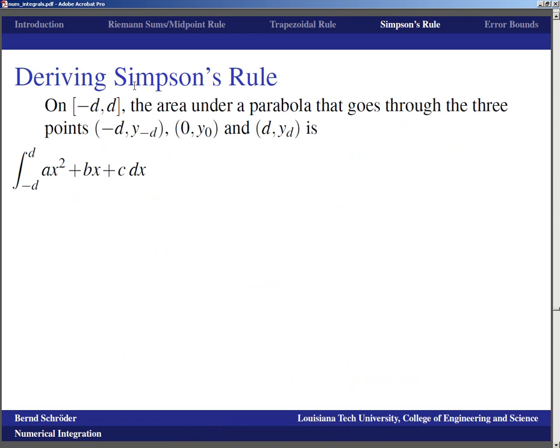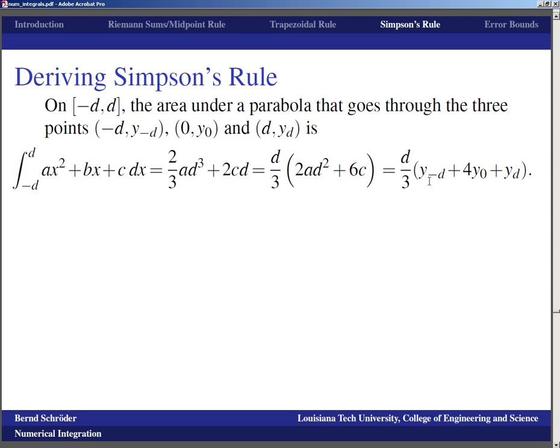So what would that mean? On the interval from negative d to d, the area under the parabola that goes through those 3 points is the integral, which is 2/3 ad cubed plus 2cd, which is d/3 times 2ad squared plus 6c, if we want to write it slightly differently. And that is d/3 times y negative d plus 4y0 plus yd.